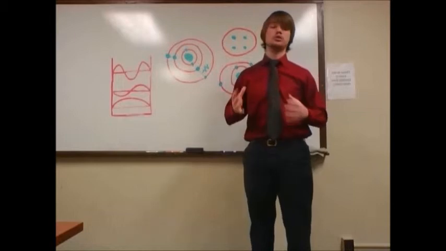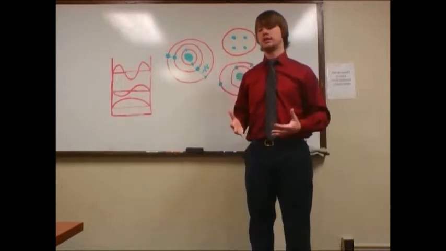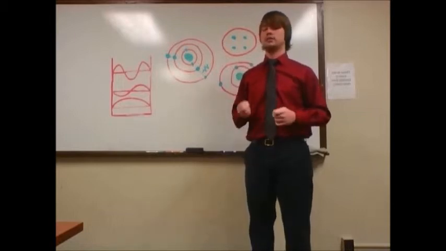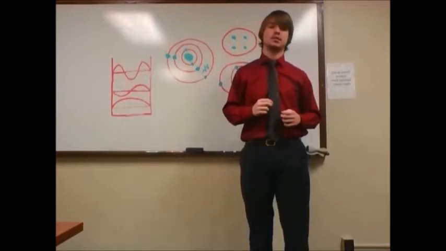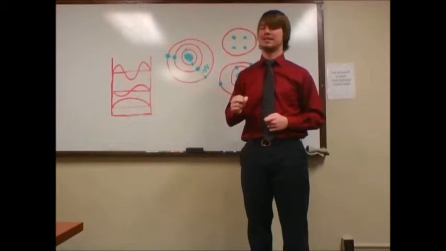If the difference between two energy levels were to be 5 electron volts, an electron could not make that jump if it gained 4 electron volts or if it gained 6 electron volts. It must gain precisely 5.